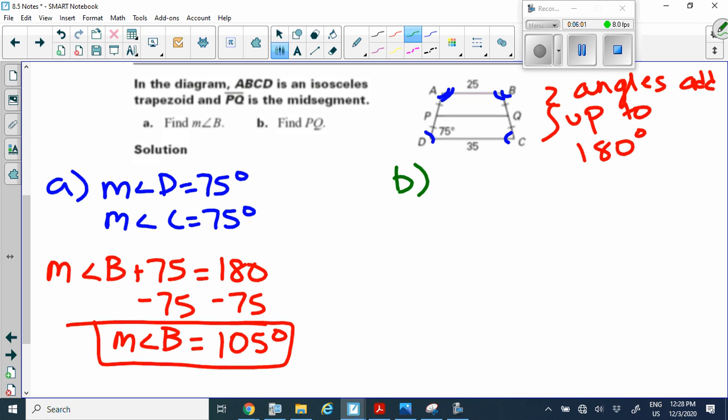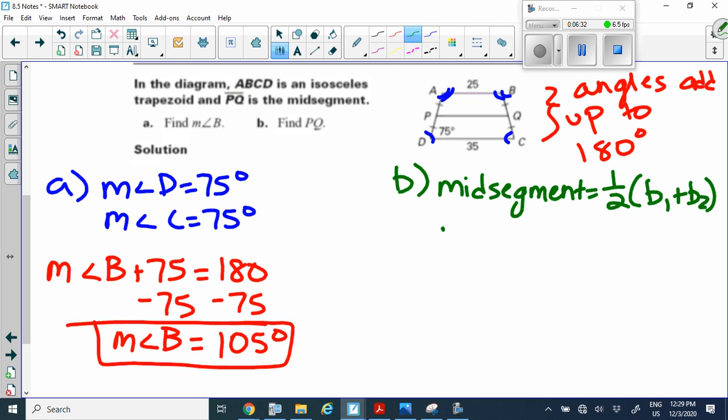Okay, now let's talk about part B. Part B is now going to be talking about PQ, which is our mid-segment, okay? So this is one of the properties of a trapezoid. So the mid-segment is going to be one half of the sum of the two bases, okay? So PQ is our mid-segment, and that's going to be equal to one half the two bases here. So I'm going to just write that whole thing out so we remember. One half times base 1 plus base 2. Okay, so mid-segment is our PQ.